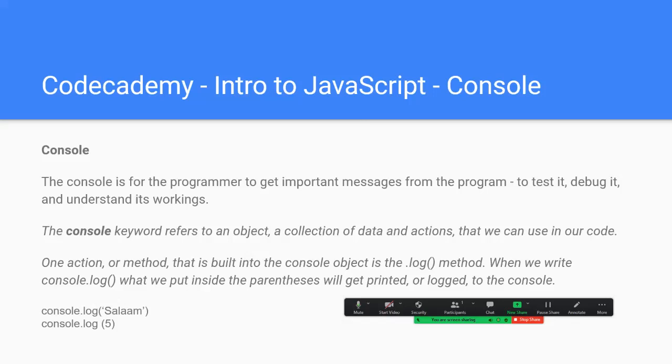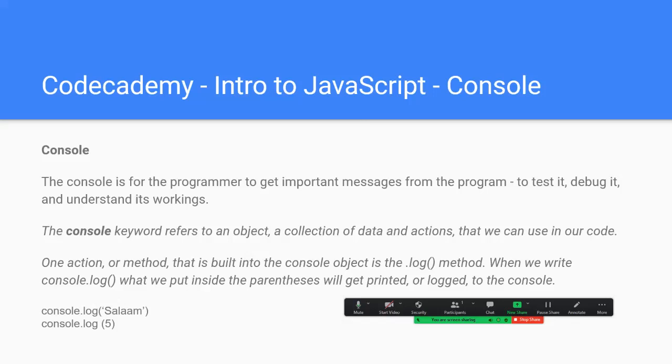The console is used by the programmer to get important messages from their program, so that they can test it, debug it, and understand its workings. The console keyword refers to an object, and an object is something that has a collection of data and actions that we use in our code.